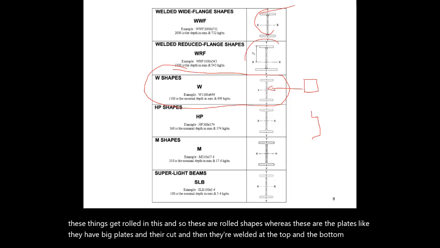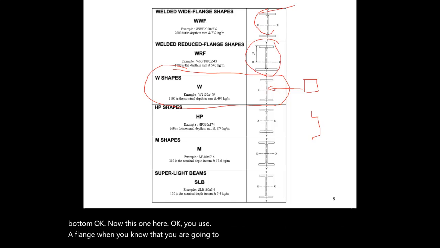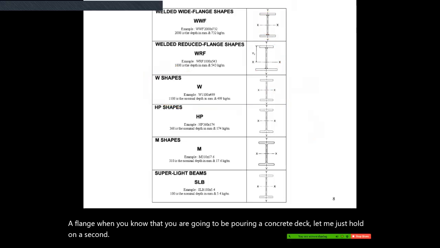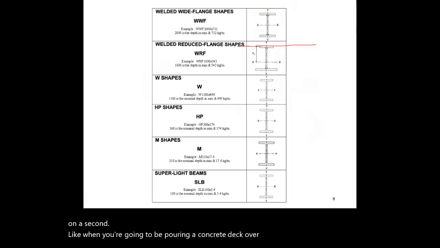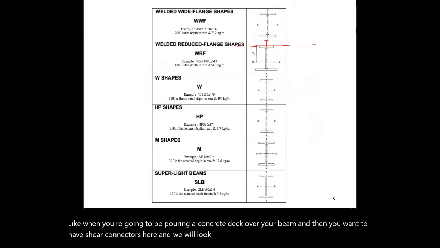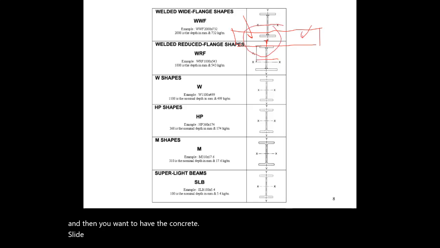Now this one here, you use a reduced weld flange when you know that you are going to be pouring a concrete deck over your beam, and you want to have shear connectors here, and you'll see what shear connectors are, and then you want the concrete slab to be composite with your steel beam.